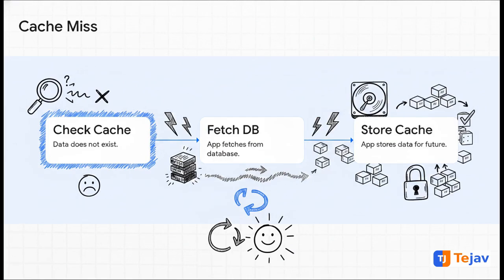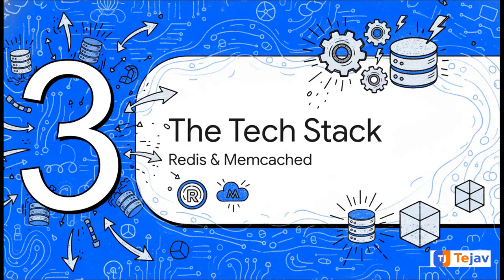But what if the data isn't there? Well, that's a cache miss. The application checks the cache, comes up empty, and has to fall back to that slower database to fetch the data. But here is the crucial part. Before returning the data to the user, the app stores a copy of it back into the cache. That means the very next person who asks for that exact same product is going to get a lightning-fast cache hit.